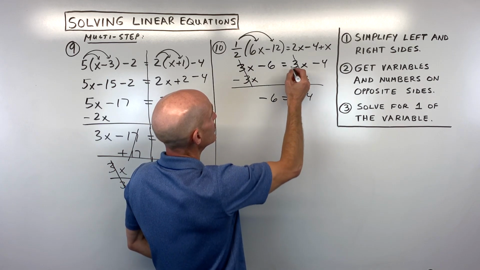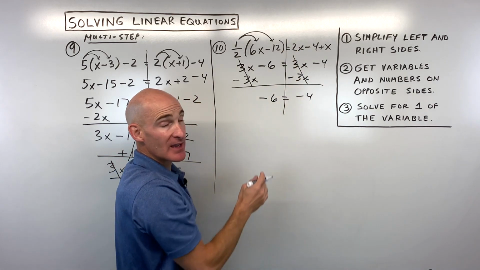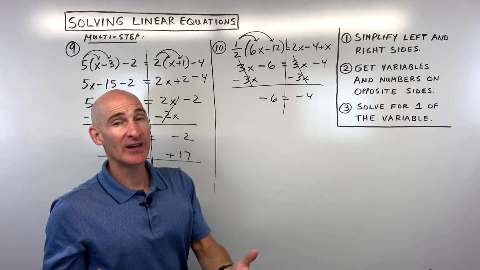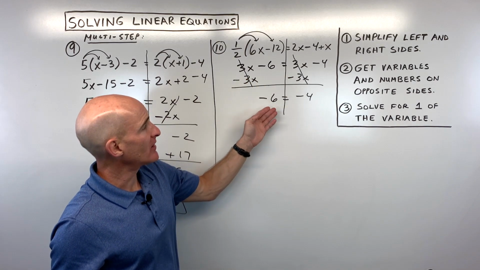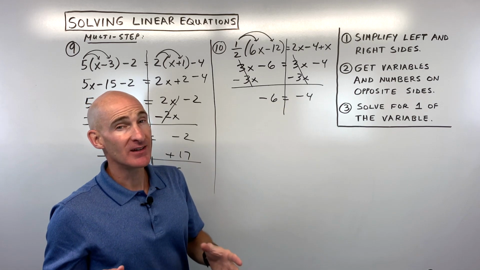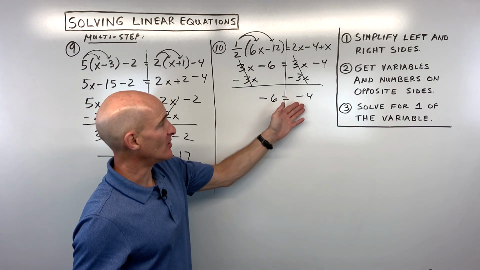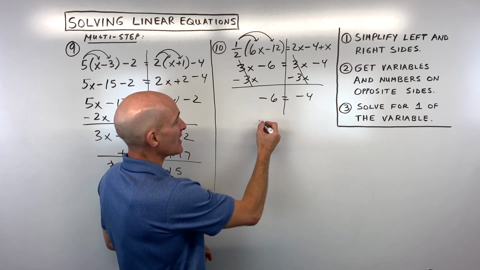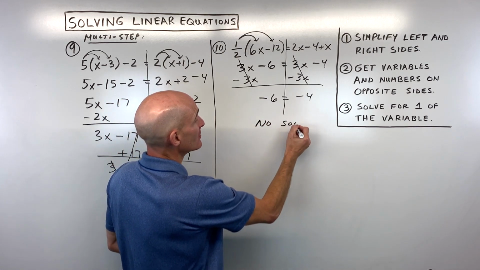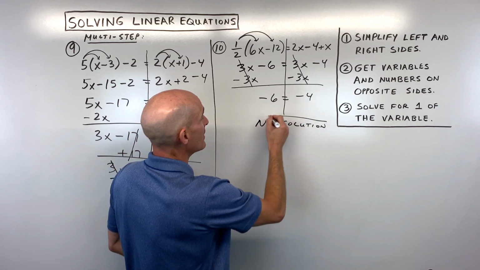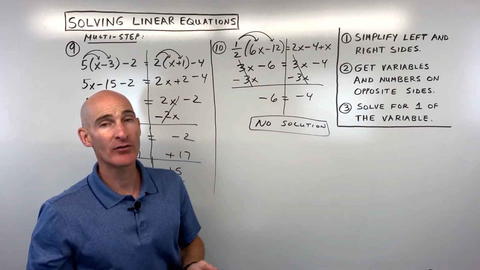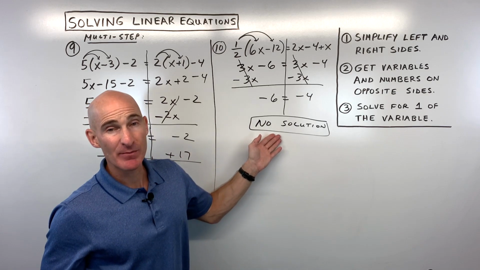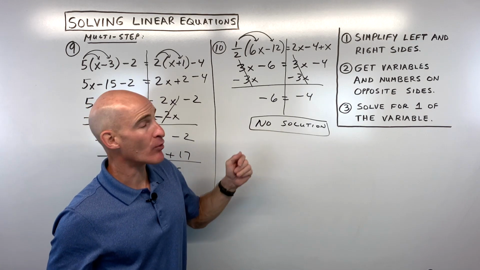-6 is equal to -4, which doesn't really make any sense, right? How could -6 equal -4? They're two different numbers. So what that tells you, when the variable cancels out like that and you're left with something that doesn't make any sense, they call it a nonsensical answer, that tells you that there's actually no solution to this equation, meaning no matter what you put in for x, the left side and the right side will never match. So this is kind of like a special case, but is important to recognize.